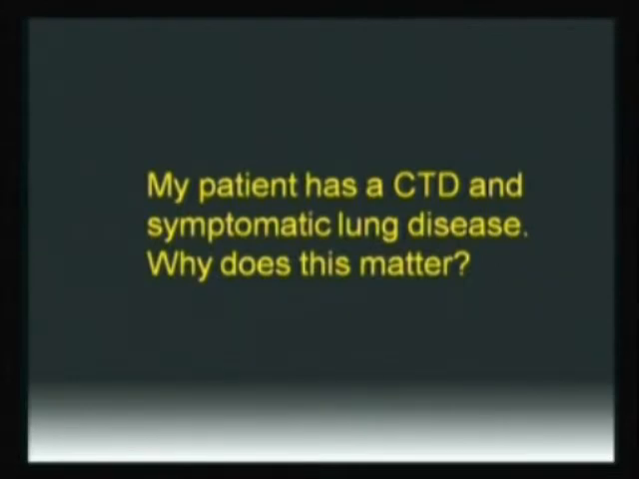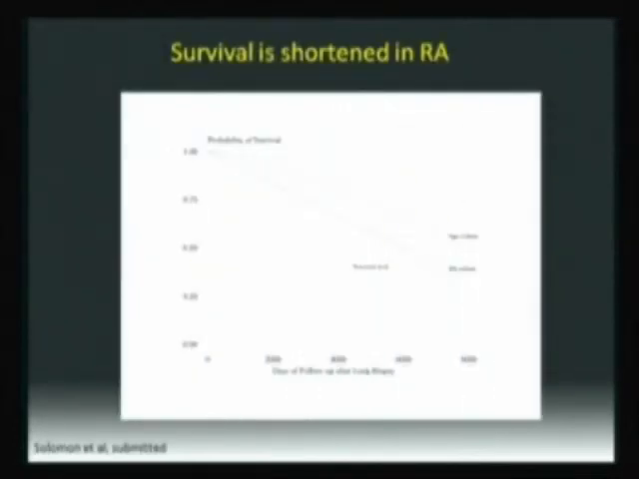So, does it matter that the patient has CTD and symptomatic lung disease? Yes, it matters a lot. Because you see, survival is shortened in rheumatoid arthritis patients with lung involvement. Okay? So, if you look at these slides, these are patients with lung involvement in rheumatoid arthritis, and they live shorter.